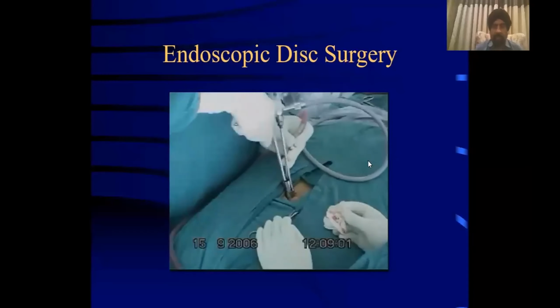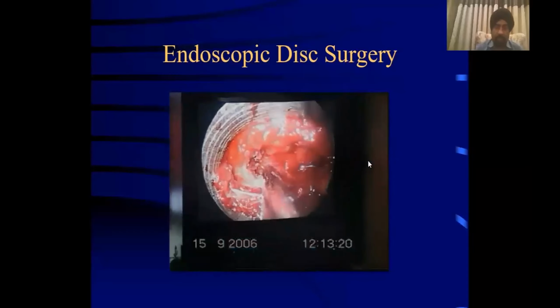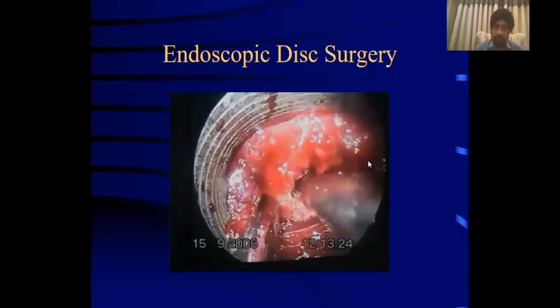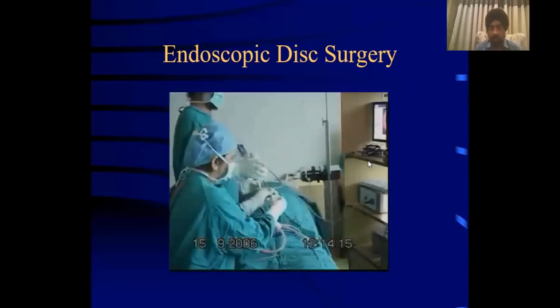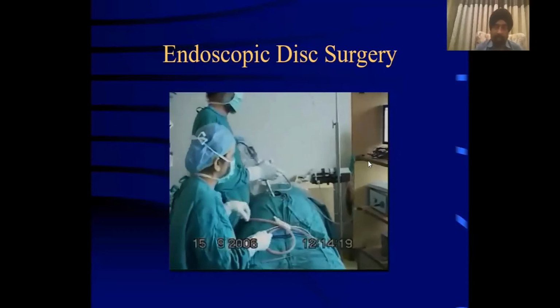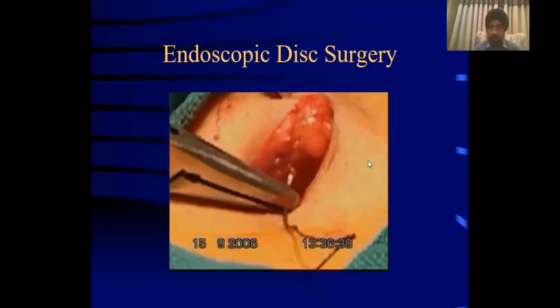The tip of the instruments are always under view because the telescope is fixed with the tube and the tube is moving with the instruments. So the tip of the instrument, you can see here, is always under view. You never have a blind area, and you perform the surgery under endoscopic vision. You can use a drill also.